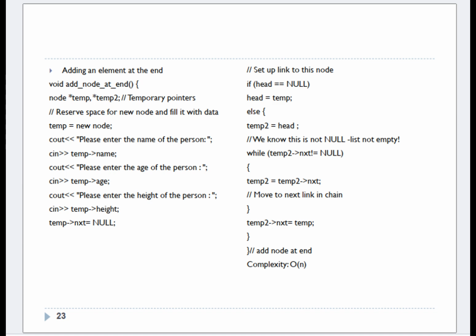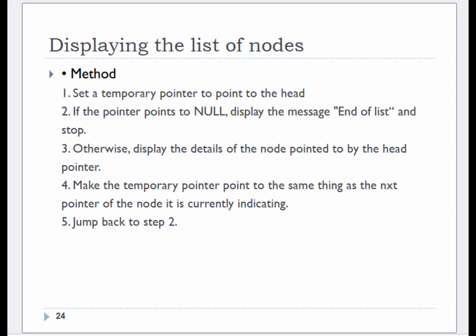if head == NULL, head = temp; else temp2 = head; // we know this is not a null list, not empty. while (temp2->next != NULL) temp2 = temp2->next; // move to next link in chain. temp2->next = temp; // add node at end. Complexity: O(N). 23. Displaying the list of nodes.